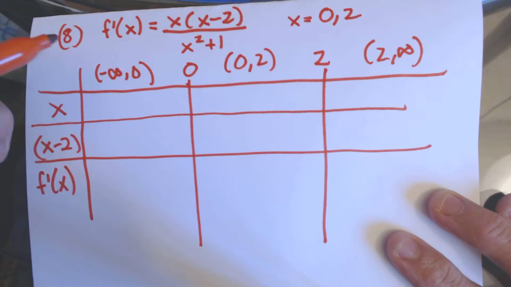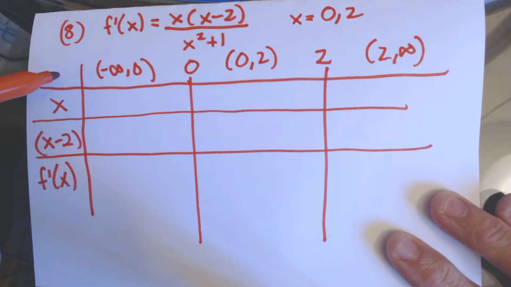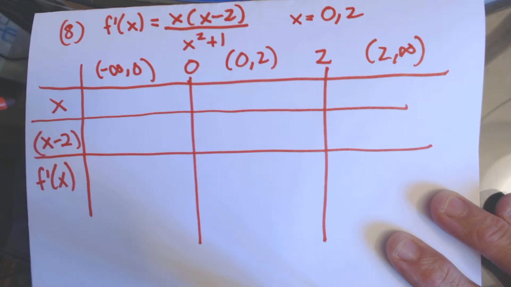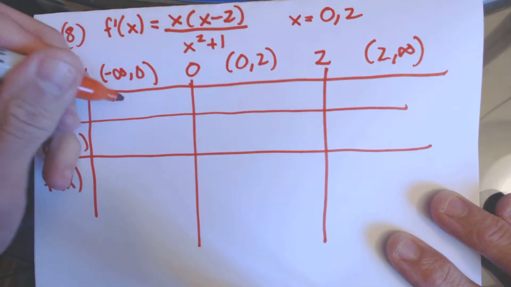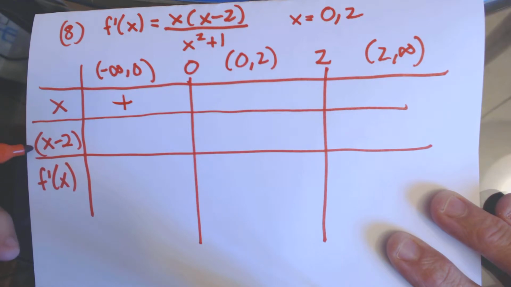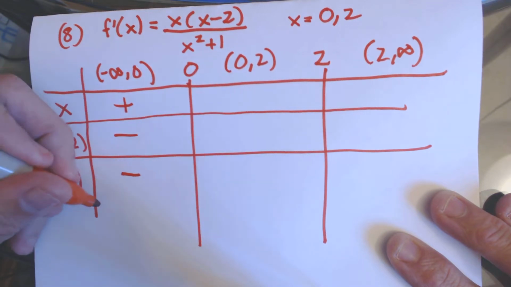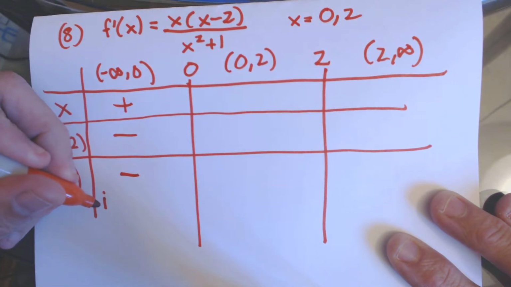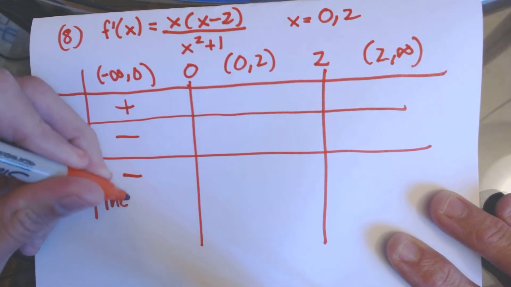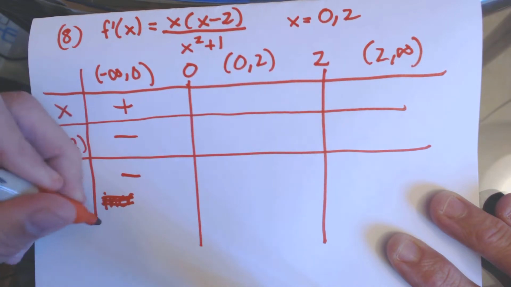All right, so between 0 and negative infinity, let's throw in negative 1. If we plug in x equals negative 1, that's going to be a negative value. And if we plug in x equals negative 1 in the second component of the derivative, we're going to get a negative value. So positive times a negative will give us a negative derivative, and that means that on the interval negative infinity to 0, the function is decreasing.